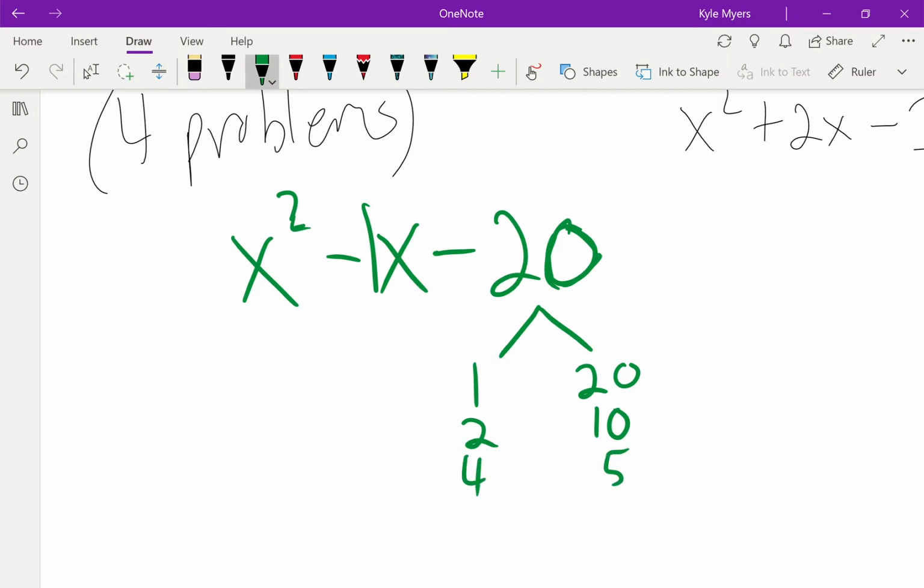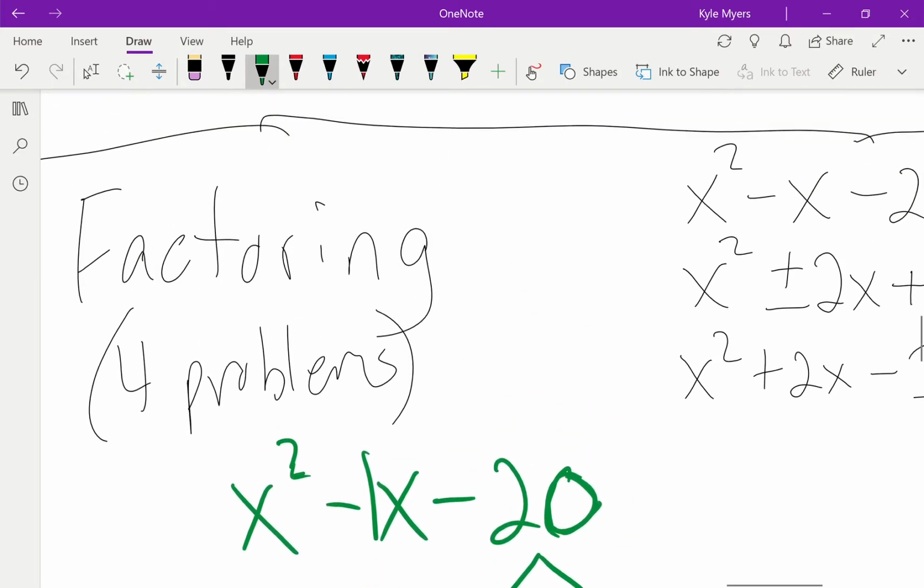4 times 5. That works, because 4 minus 5 is -1. There we go, that's what I need. And then 5 minus 4 would be positive 1, which is what we don't need. We want -1. So we just throw x's in front, and we call it a day. All right, let's move on to the next one.